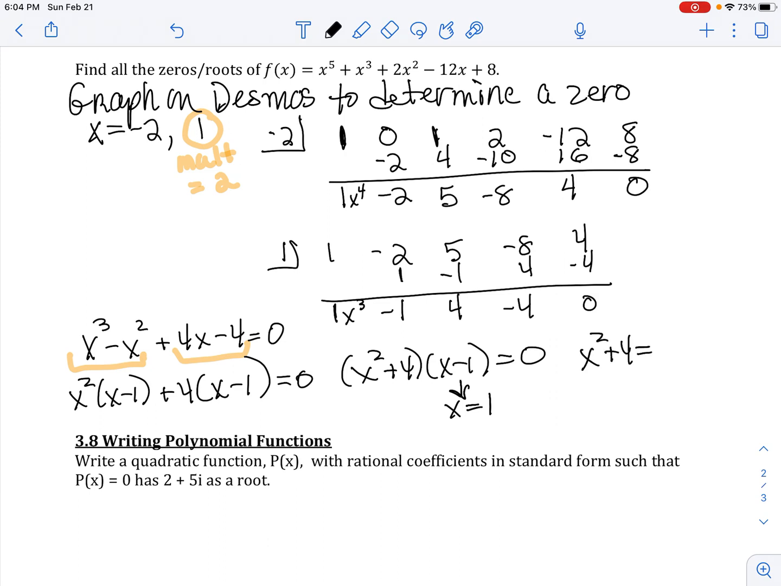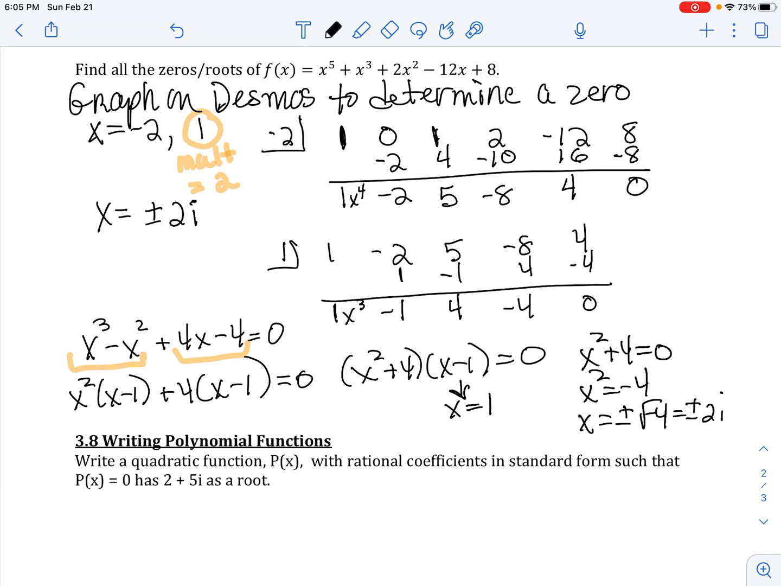We solve it. X squared plus 4 equals 0. X squared equals -4. X equals plus or minus the square root of -4, which is plus or minus 2i. And so x equals plus or minus 2i. Now I want you to notice that those are complex zeros, and they're coming in pairs. Positive 2i, negative 2i. And that completes the 5 zeros.